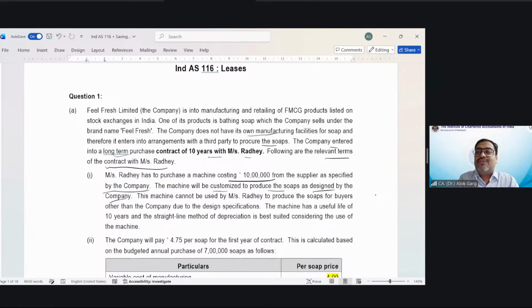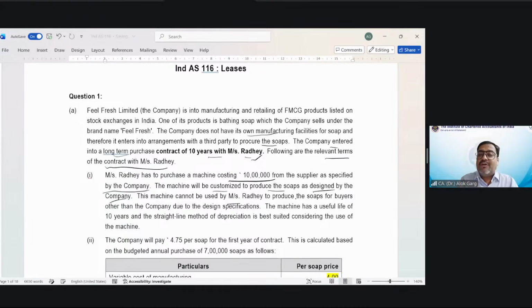So the machine which is purchased by Messrs. Radhe has to be customized in a way that this machine will produce the soaps which are designed by the Feel Fresh company. So who is controlling? This company is controlling. This company has given the direction that you have to purchase the machine from him to manufacture and give the soaps to me. And this machine is also customized so that this machine will manufacture the soaps which are needed by me only, meaning the Feel Fresh company.